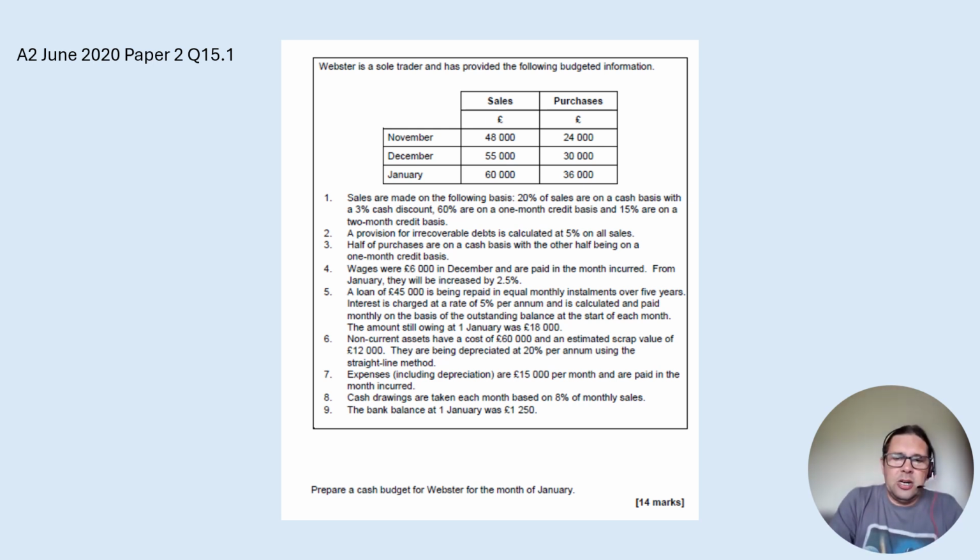So the cash budget's got a little bit more going on, so you need to be able to prepare the cash budget and also understand the layout. So just to clarify the layout of the cash budget, you need to clearly show your inflows, your outflows. It doesn't need to be formatted in a certain way, just inflows, outflows. You then have your opening balance. So in this question, they should have told us the opening balance.